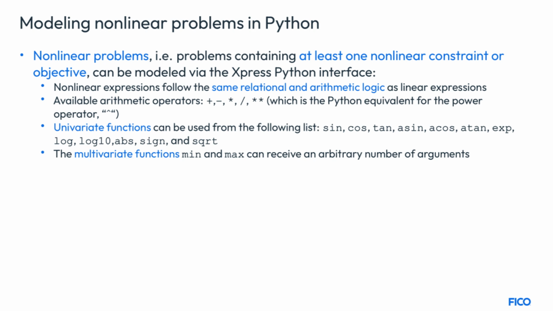There are a number of functions accepting one argument that can be used, such as the sine, cosine, exponential, logarithmic, and square root, among others. The multivariate functions min and max, instead, accept as many elements as necessary.